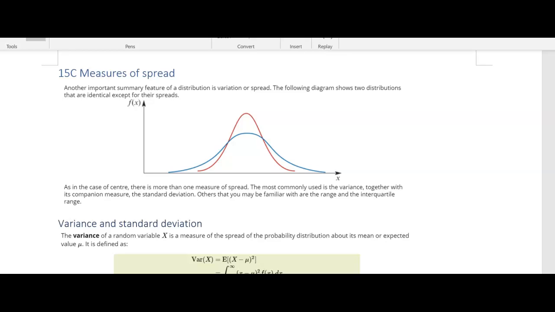Hi everyone, in this video we're going to go through 15C, measures of spread. So measures of spread basically just tells us how varied our data is. If we think of our two methods classes, and your last SAC, your means were quite similar, but maybe for one class you had a bigger spread.